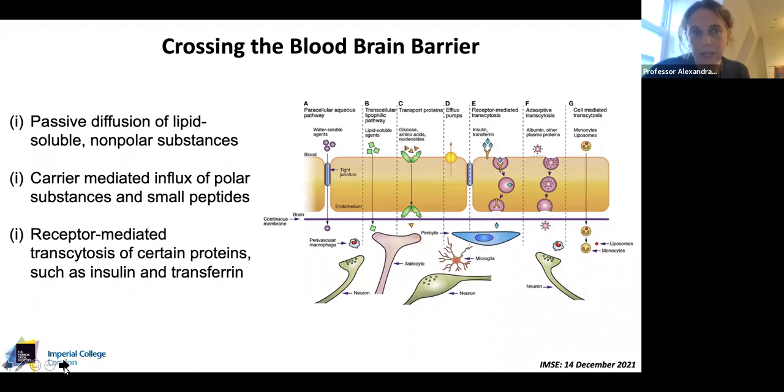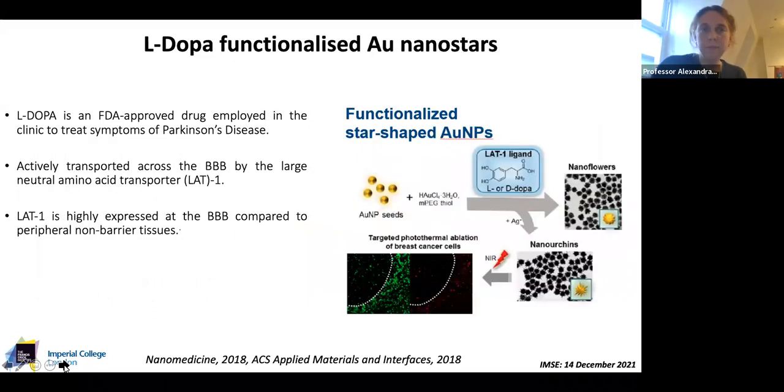So I've listed them out here. You've got passive diffusion of lipid-soluble non-polar substances, carrier-mediated influx of polar substances, small peptides, but the interesting one is this receptor-mediated transcytosis of certain proteins, for example, insulin, transferrin. And there's been quite a bit of work showing that if you take a particle and you functionalize it with these groups, you can increase the amount of crossing of these particles across these brain endothelial cells by piggybacking these mechanisms.